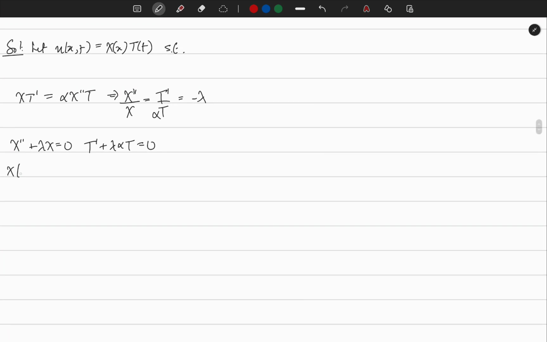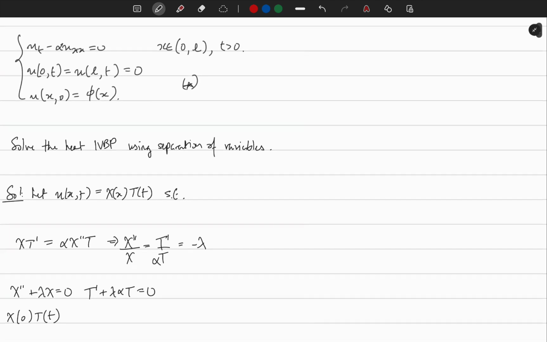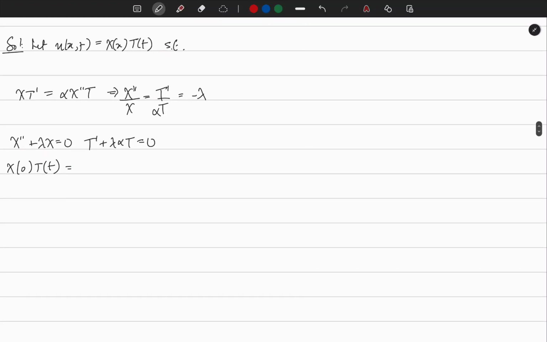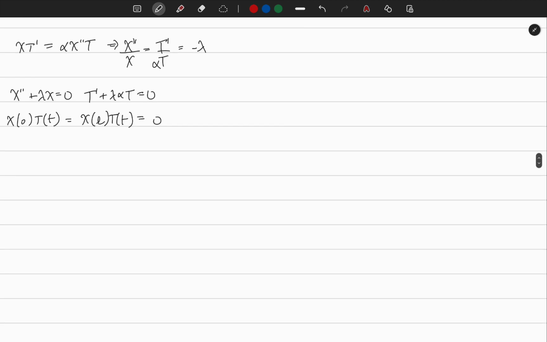Given, we also have our auxiliary conditions. So X(0)T(t), which represents u(0,t), is equal to X(L)T(t), and they are both 0. So let's go ahead and try to solve the first ODE we have, the X ODE. The X ODE is simply a linear second-order differential equation that is also homogeneous. So we can use the fundamental set from our regular differential equations class to help us solve it.